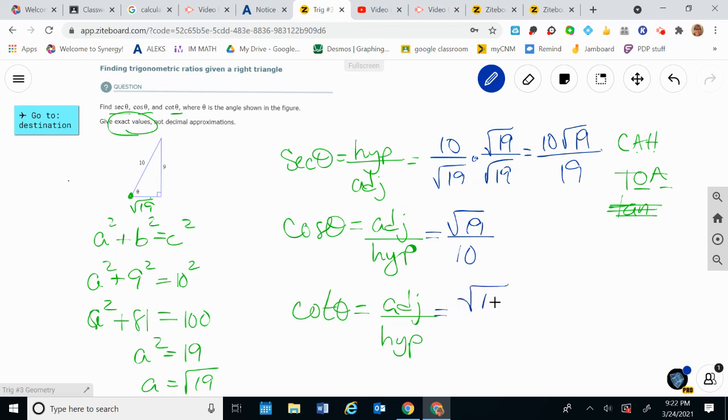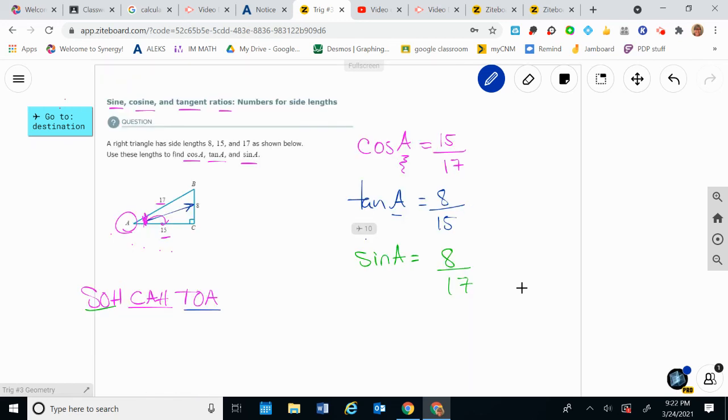Cotangent is adjacent over, wait, what did I do here? It's adjacent over opposite. Oh my God, I hope you guys are catching my mistakes as I do these. Cotangent, look at opposite over adjacent is adjacent over opposite. I don't know why I put hypotenuse there. Okay, adjacent, square root of 19 over opposite 9. And those are your ratios. There's 6 common trig ratios that we talk about. And that's it for today.